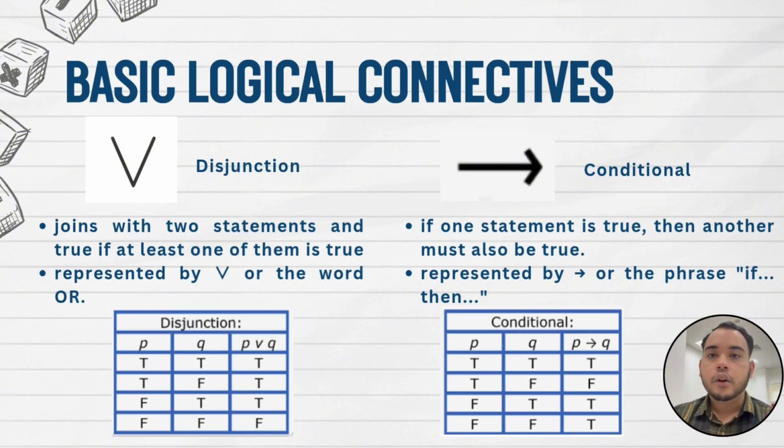The next basic logical connective is conditional. A conditional statement means if one thing is true, then another must be true too. It is represented by an arrow or the phrase if then. From the truth table as stated in the slide, for example, if P is true and Q is false, then P conditional Q is false. In all other cases, it is true.